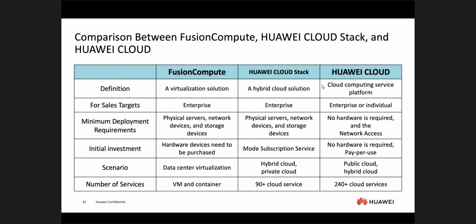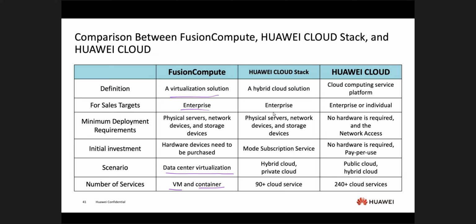Now, if you look at the comparison between the three, you have Fusion Compute, which is just a virtualization solution. We'll go through that; it's similar to VMware, but it allows you to use KVM and bare metal hardware servers. Again, it's there for the enterprise. It's physical servers, network devices, and storage devices that allow Fusion Compute to work, and you obviously need to purchase hardware devices. So it's data center virtualization, and you can run a VM or a container on Fusion Compute. With VMs you can run Windows servers and so forth.